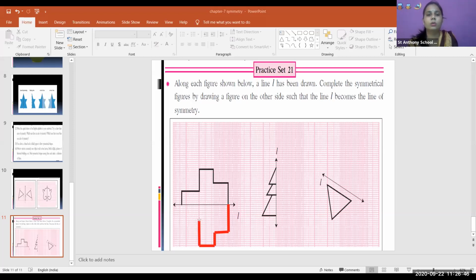Means that they would look like mirror images of each other. Okay, so you have to draw very carefully in your notebook. See, this is a mirror image of this diagram. Like this, you have to draw another figure.